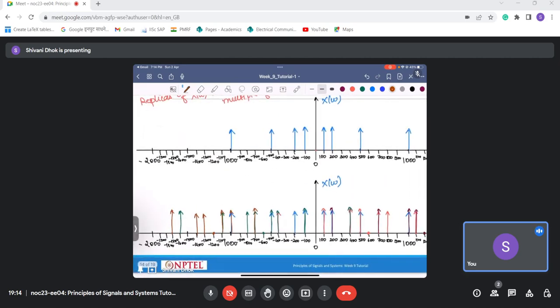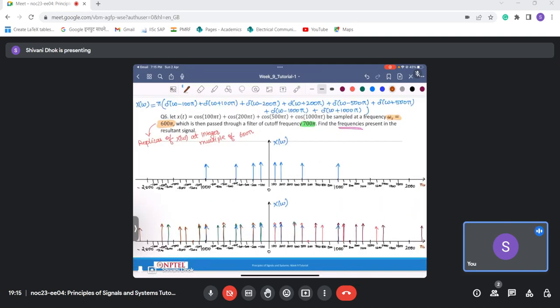Then at plus minus 1000 I'll have it. So minus 1200 plus 1000, so it is minus 200, and minus 1200 plus minus 1200 minus 1000, so it will be at minus 2200 somewhere here. The same thing has to be repeated again and again for all the integer values of frequencies.